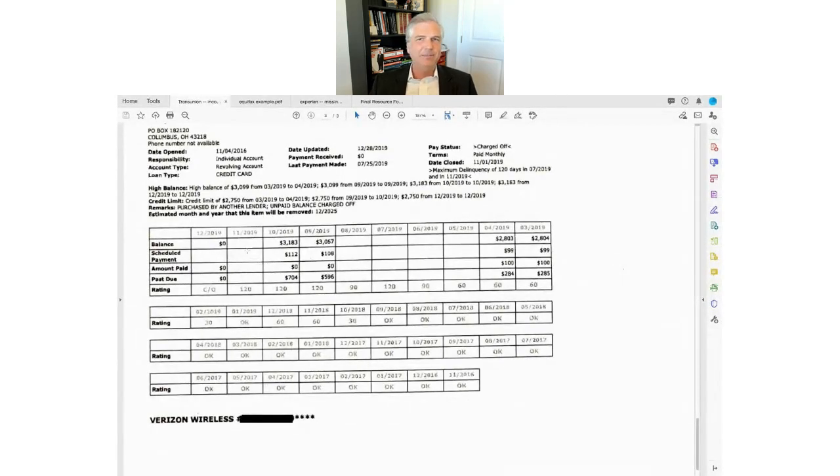So this would be something that would be easy to dispute. You just look at this, again, internally, like not even looking at your bank statements or anything else. Just say, hey guys, we're missing data. TransUnion, what is the balance, the scheduled payment, the amount paid, the past due for February 2019, June, July, August, and then in November 2019, same thing.